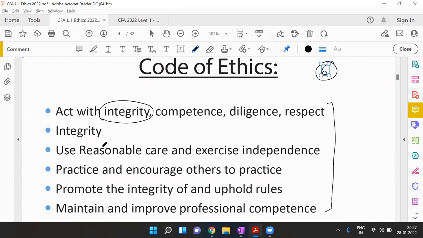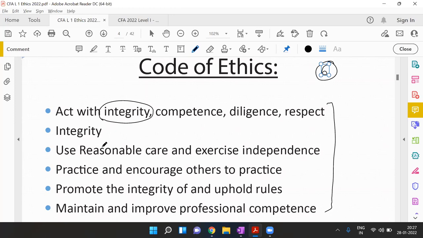you lack competence. Diligence: if you are doing any sort of research and you are not doing a comprehensive or thorough research, if you are trying to find out the value of a company and you are just taking numbers and punching them into an Excel sheet and you are not doing any analysis of your own, which means you lack diligence in your research.